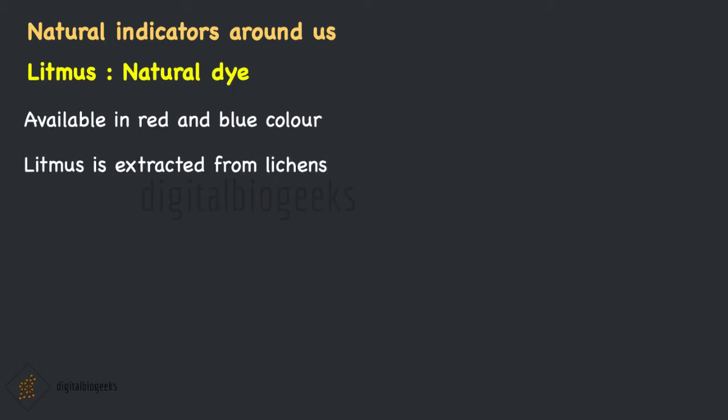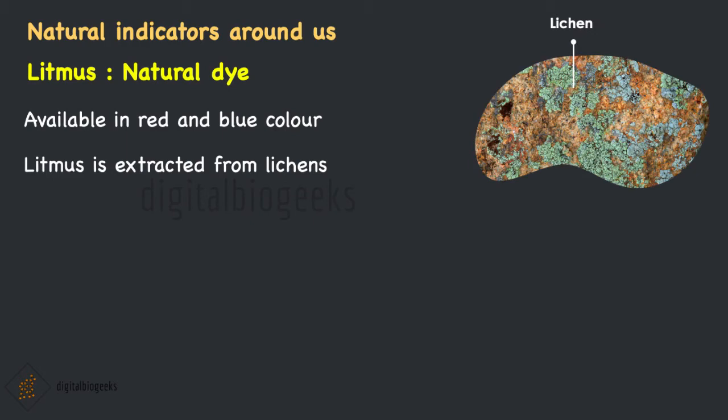Are you familiar with lichens? Lichens are a symbiotic relationship between an algae and a fungus. They grow on rocks, soil, glasses, etc. Fungus cannot synthesize its own food through photosynthesis as it lacks chlorophyll. So it depends upon the food which is produced by the algae. That's why that relationship is called a symbiotic relationship.